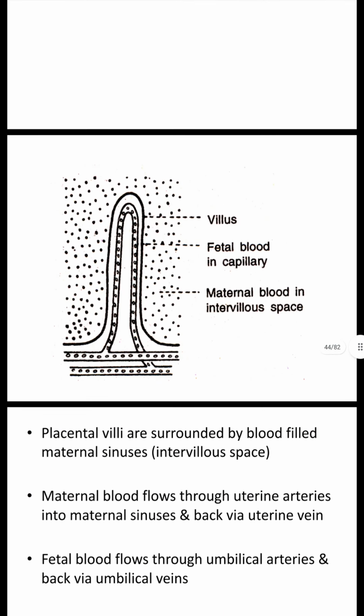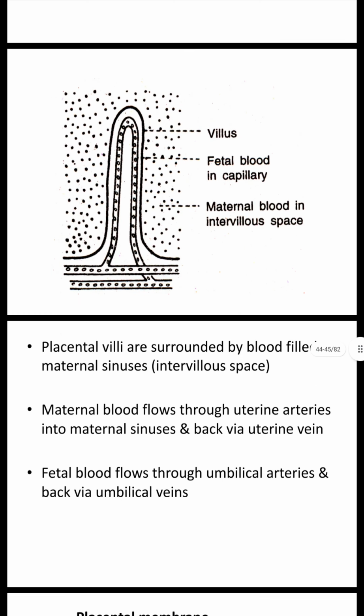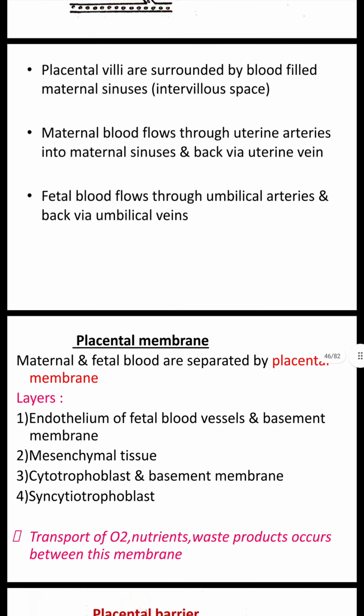So this is a villus, and here you can see the fetal blood capillary, and the maternal blood is present in the intervillous space. The placental villi are surrounded by blood-filled maternal sinus, that is the intervillous space. The maternal blood flows through the uterine arteries into the maternal sinus, and after diffusion, it goes back by the uterine vein. Fetal blood flows through the umbilical arteries and goes back by the umbilical vein.